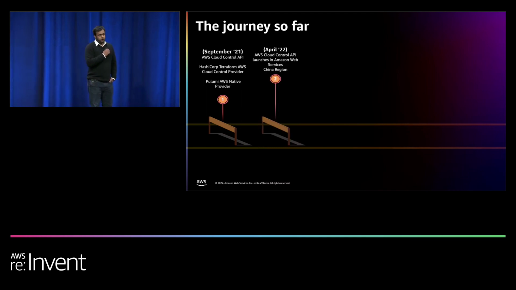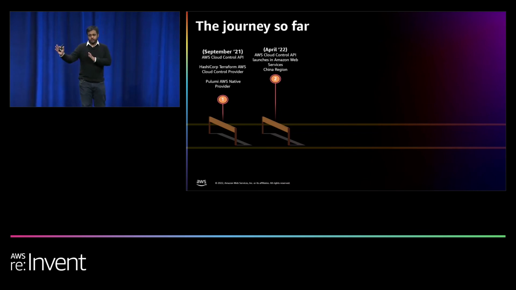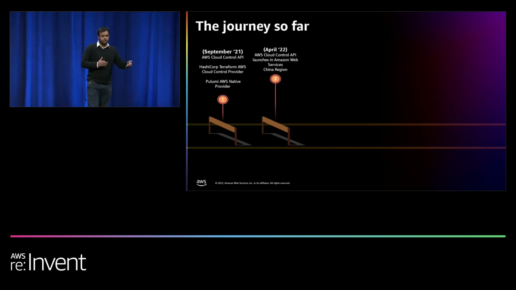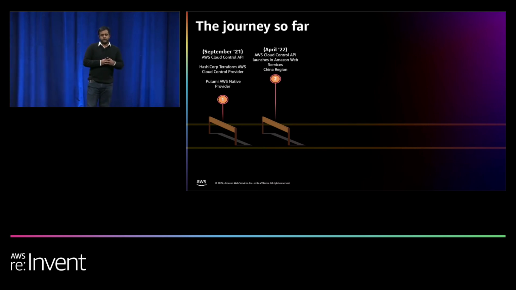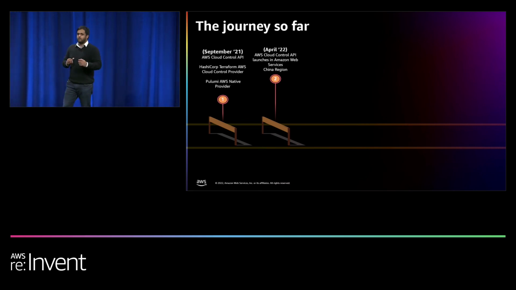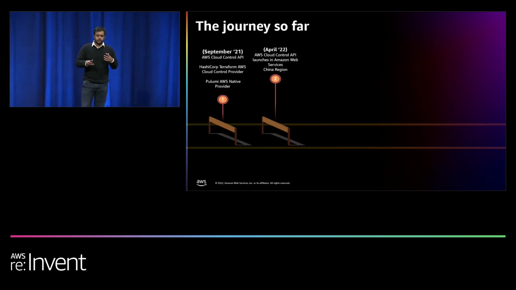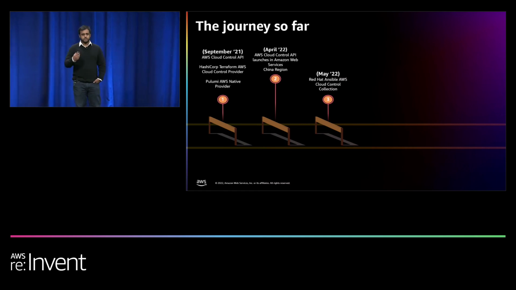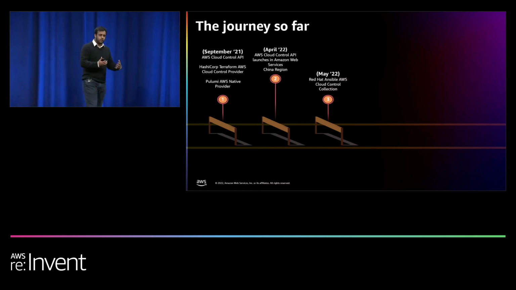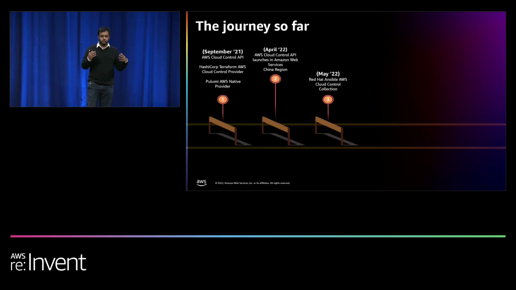Next. Over the course of months, in fact, before I go to April 2022, at the time when we launched AWS Cloud Control API, it was available in all regions in the standard partition and AWS GovCloud US regions. So we were still missing certain regions, and that's what we focused on. So in April 2022, we announced the availability of Cloud Control API in Amazon Web Services China regions. Next, immediately the month after, we had Red Hat Ansible integrate with AWS Cloud Control API to create the Ansible AWS Cloud Control Collection.